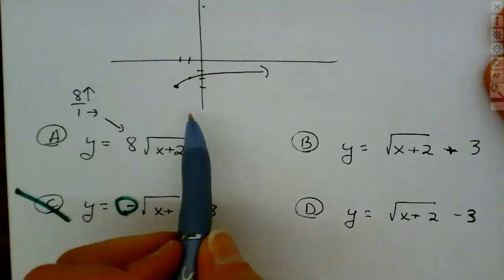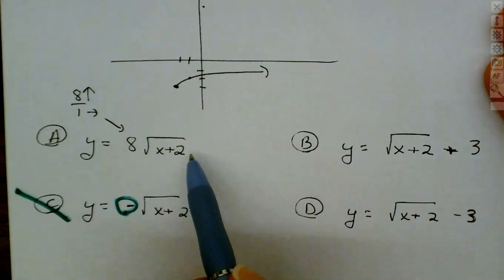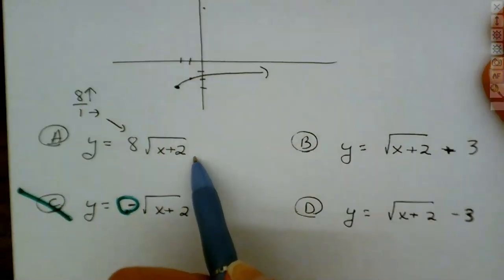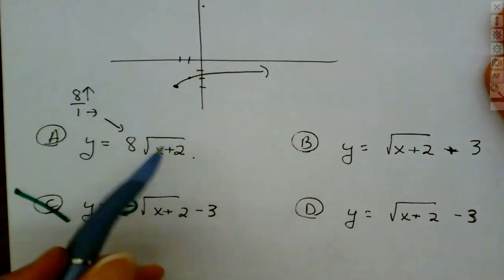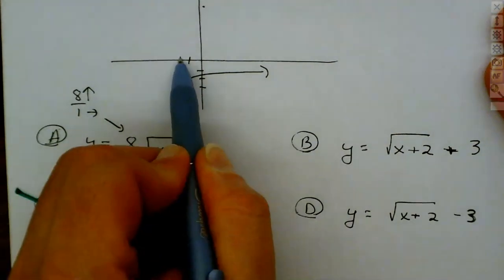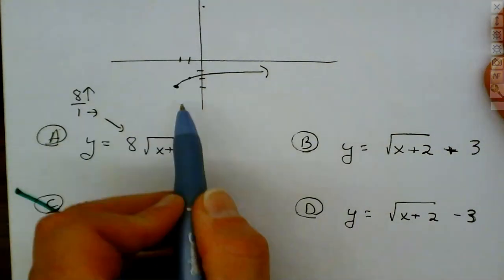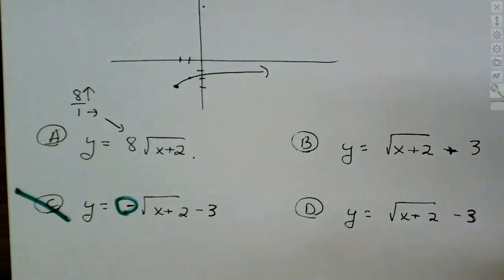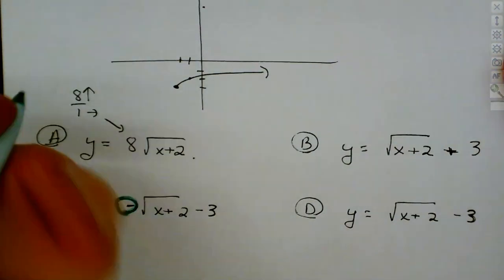Also, this one, it doesn't move down any, does it? Right? So this one would be just here. And we don't start there. Okay, we start down here. So A can be eliminated.